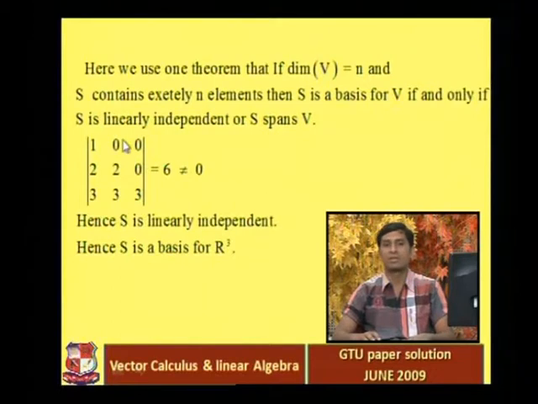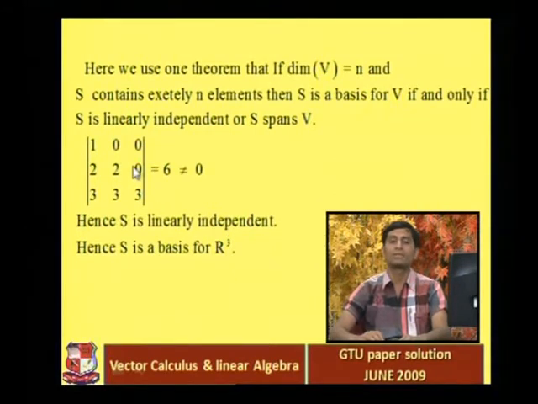The first vector is (1, 0, 0), the second vector is (2, 2, 0), and the third vector is (3, 3, 3). So we use the determinant of these 3 vectors (1, 0, 0), (2, 2, 0) and (3, 3, 3). You can easily see that the determinant of these 3 vectors is equal to 6, which is not equal to 0. So hence S is linearly independent.